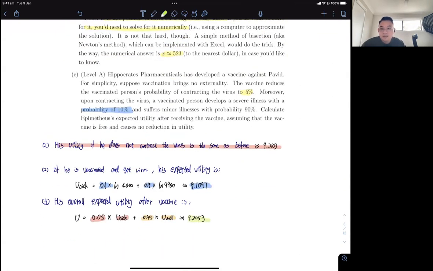Anything you want to ask, Jintao and Haoyu? Everything all good?